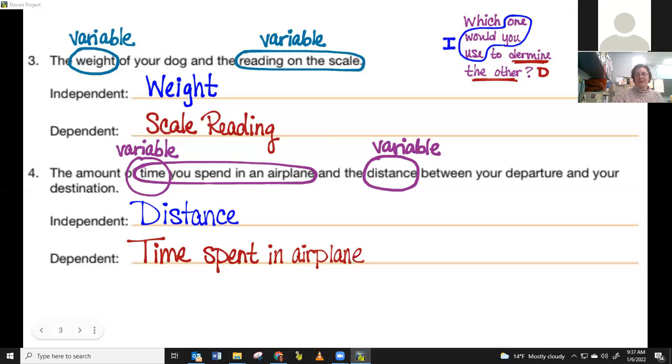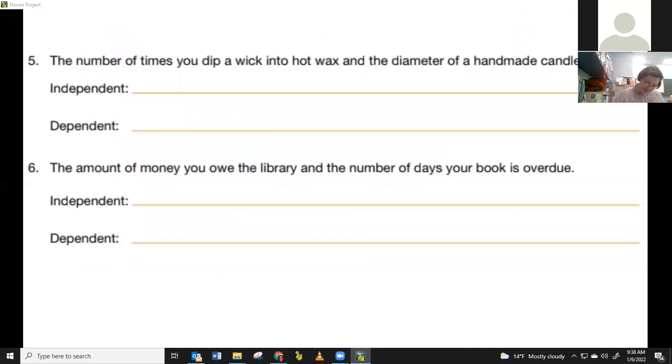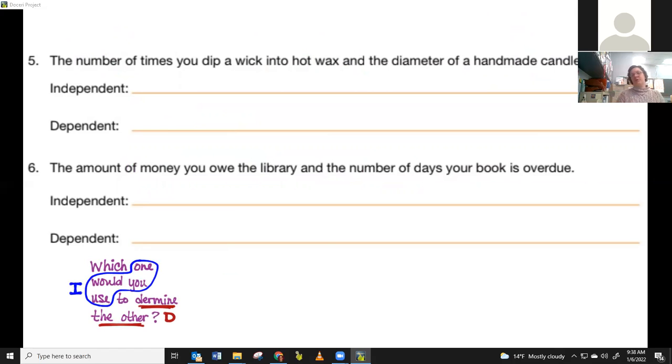All right. Let's look at a couple more. You guys are doing good. I feel like we're getting the hang of this. Some of these you've got to really think about for a little bit. Let's get another one up here. Okay. On number 5, what are the two variables that we have?